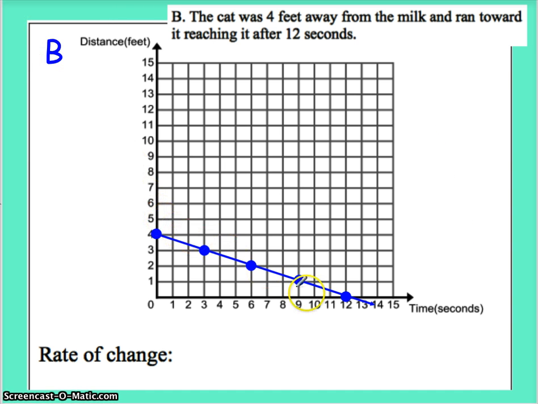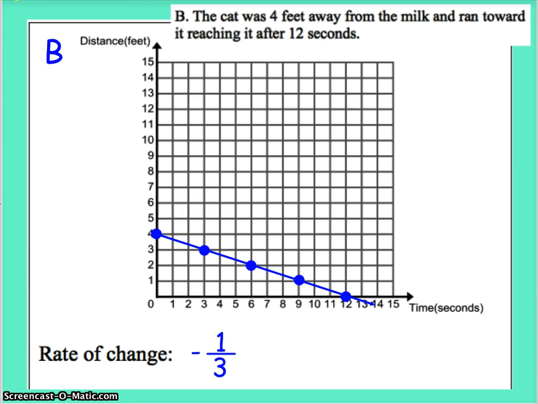He's moving at this rate. He goes 1 foot closer every 3 seconds. Which means if we need to figure out what he goes in 1 second, -1 divided by 3 means he is losing 1/3 of a foot every single second. So this little piece right in there is actually negative, a dropping of 1/3 of a foot. So that's our rate of change, -1/3.